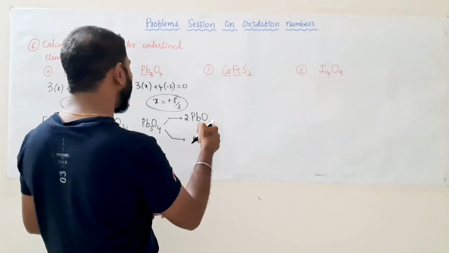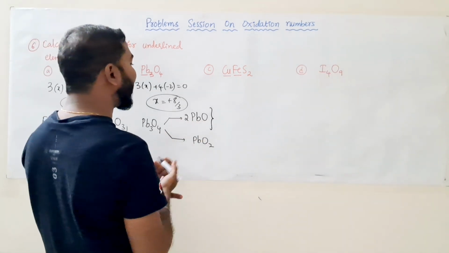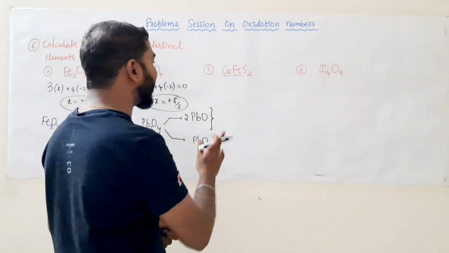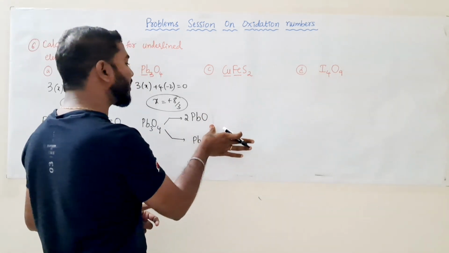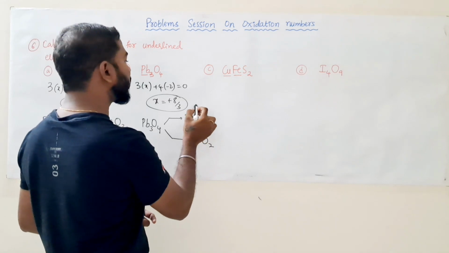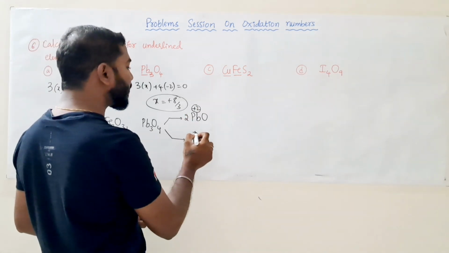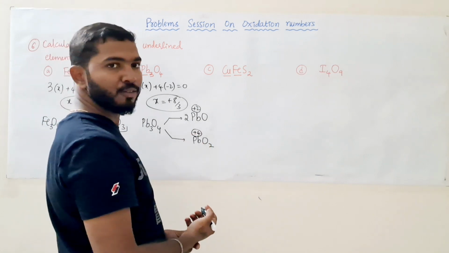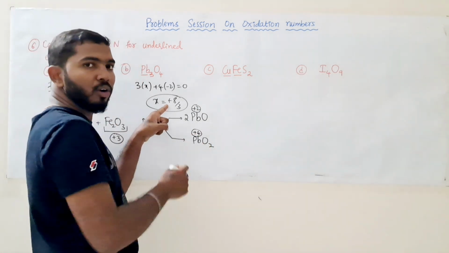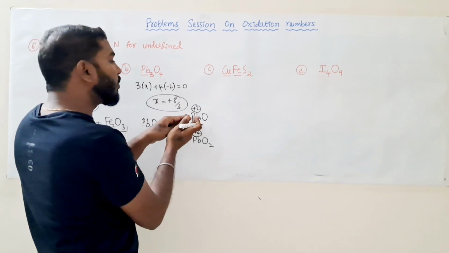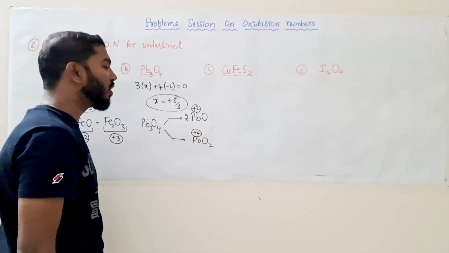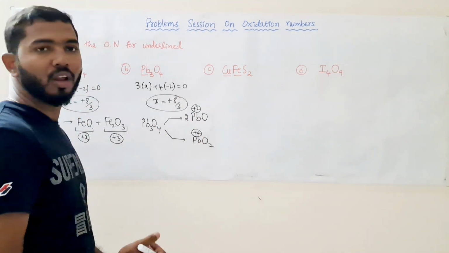Now the oxidation number of lead in plumbous oxide comes out as +2, and similarly in plumbic oxide it comes out as +4. So +8/3 is the general average oxidation number, and when it comes to the individual lead oxidation numbers, +2 and +4 are also possible.